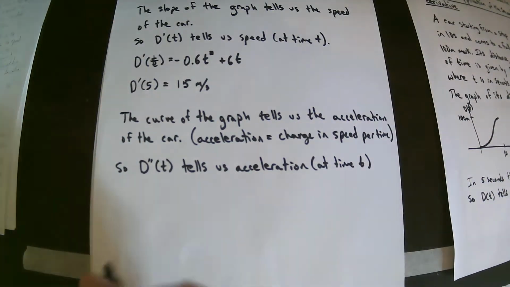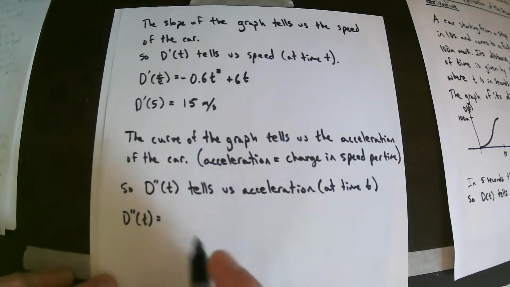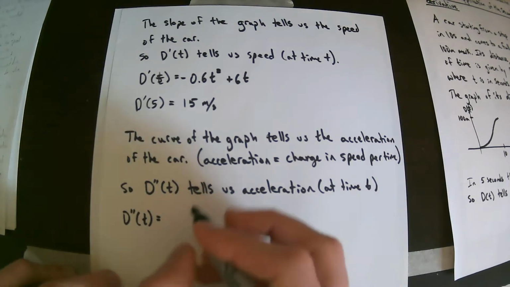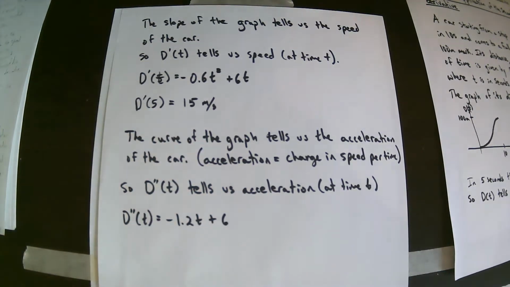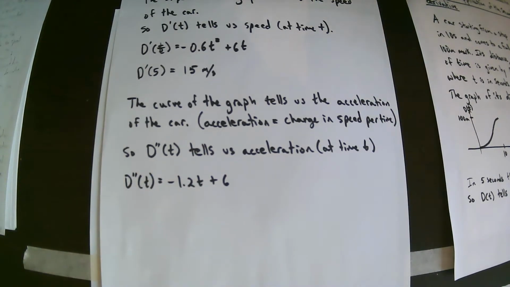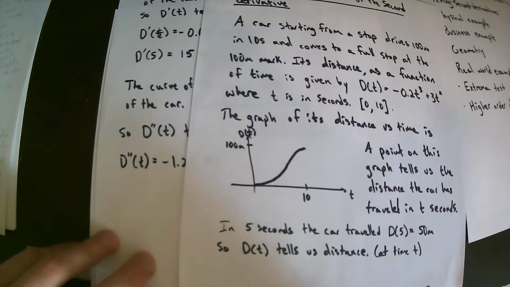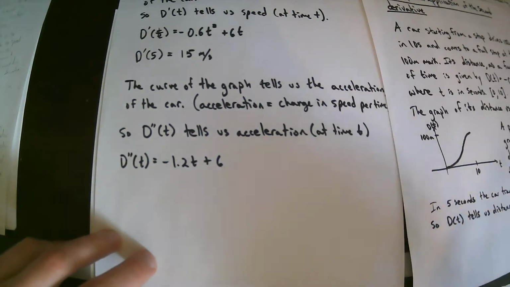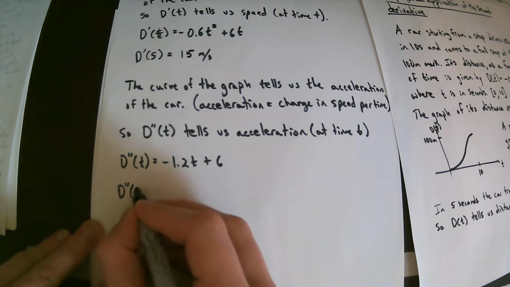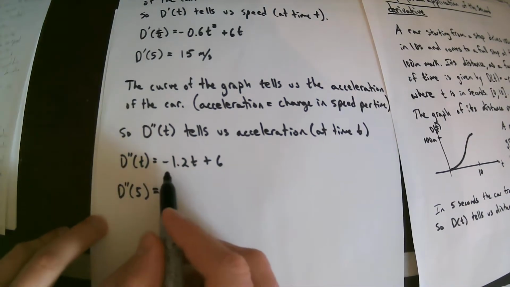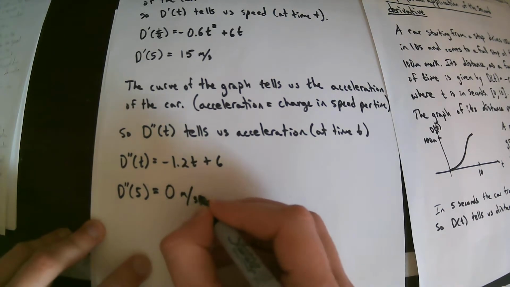Okay, let's get that second derivative. Taking the derivative of this should be fairly easy. It's a polynomial. I'm going to have negative 1.2 t plus 6. So let's see how fast the car is accelerating. Let's see, we've been using 5 seconds. So we know in 5 seconds it is at the 50-meter mark. At 5 seconds it's traveling 15 meters per second. Let's see what its acceleration is at 5 seconds. Yes, 0 meters per second squared.